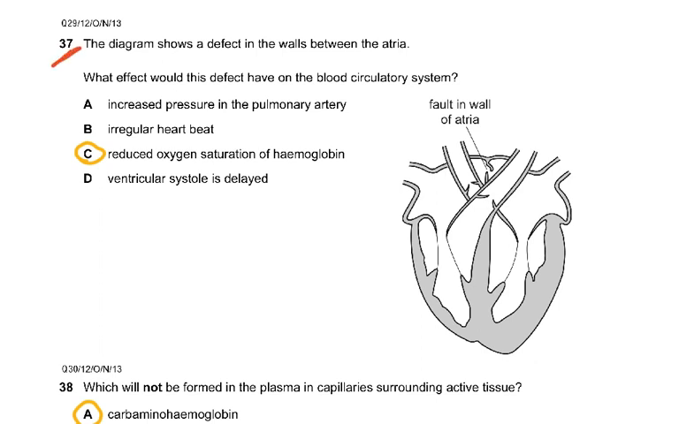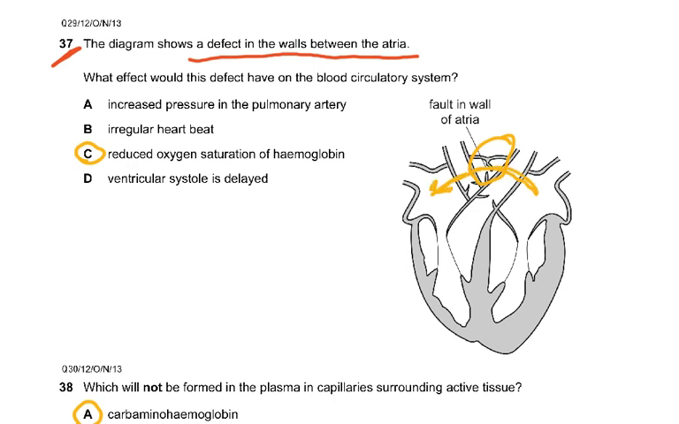Question number 37. The diagram shows a defect in the walls between the atria. You can see here this area. So between the right and the left atrium, there is a connection which has not been closed. That closes up automatically when a baby is born, but sometimes it doesn't close. What effect would this defect have on the blood circulatory system? Naturally, blood from this atrium will go into this atrium because of the pressure.